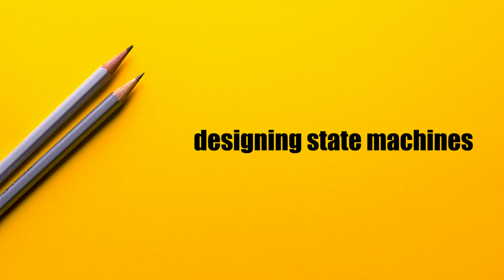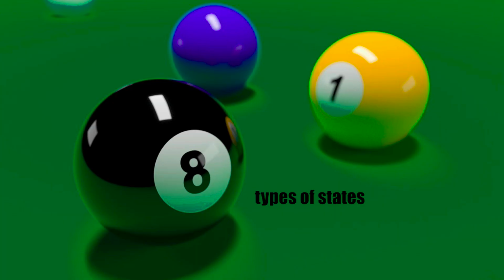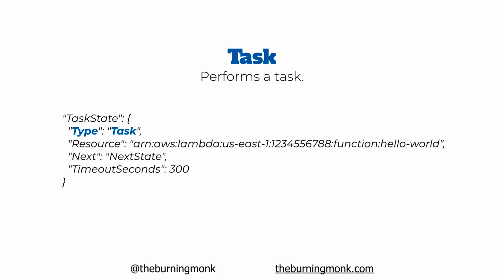So let's talk about how we build and design our state machines. With Step Functions, you have 8 different types of states. So for every single step of your workflow, there can be one of these 8 different types. The first and most common type is a task. This is where your state machine actually needs to do some work, typically by, say, invoking a Lambda function.